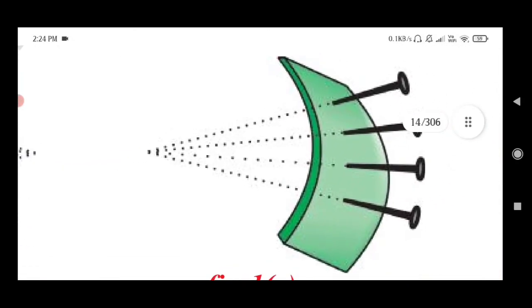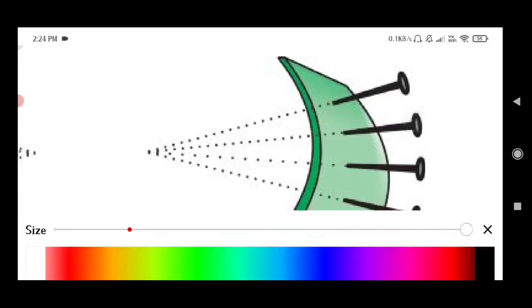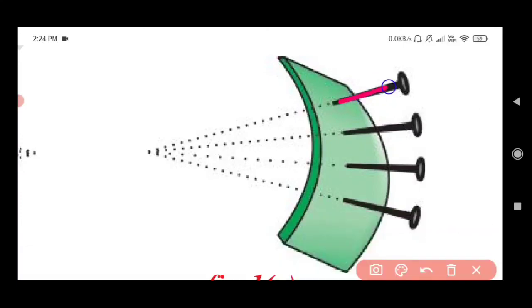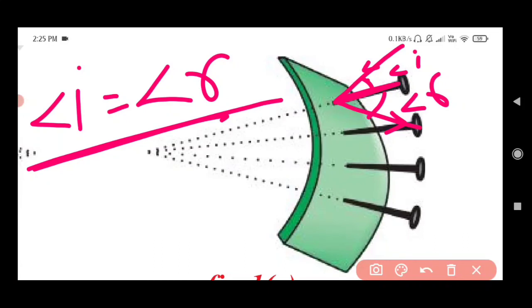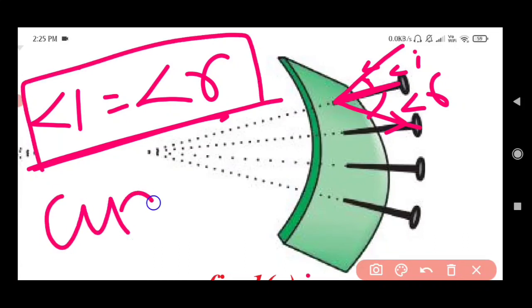Okay, and let us see for convex. So this is your convex side, and let us see. So this is your normal, and the incident ray has fallen, and this is the reflected ray. Still they are making the same angle. Angle i is equal to angle r. So I can say that this law is valid for curved surfaces also.